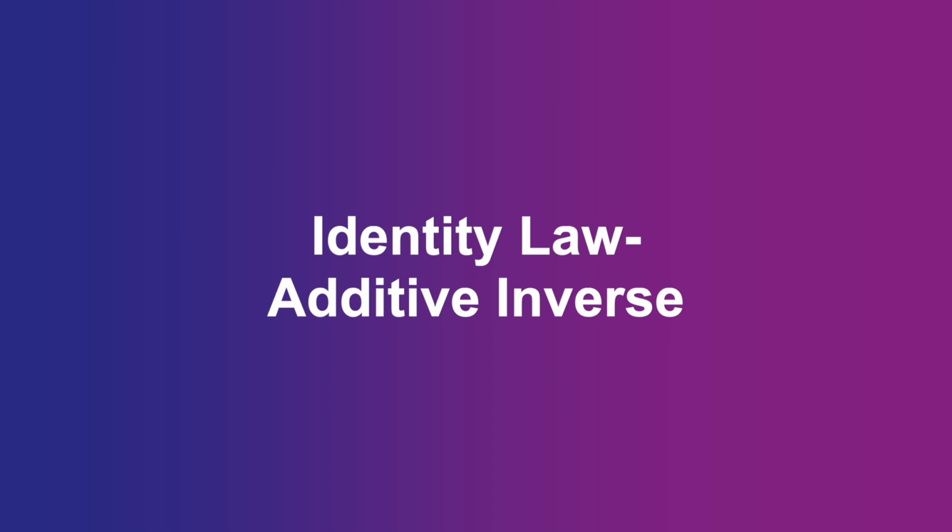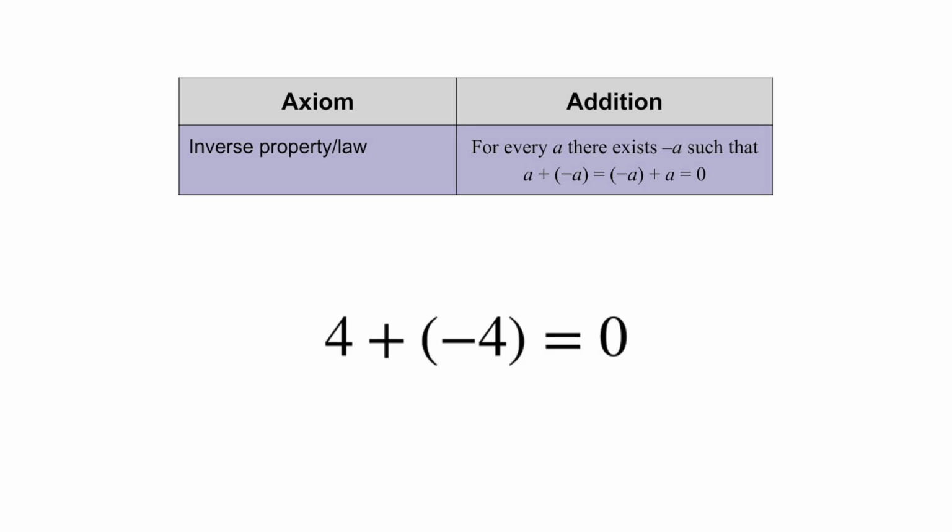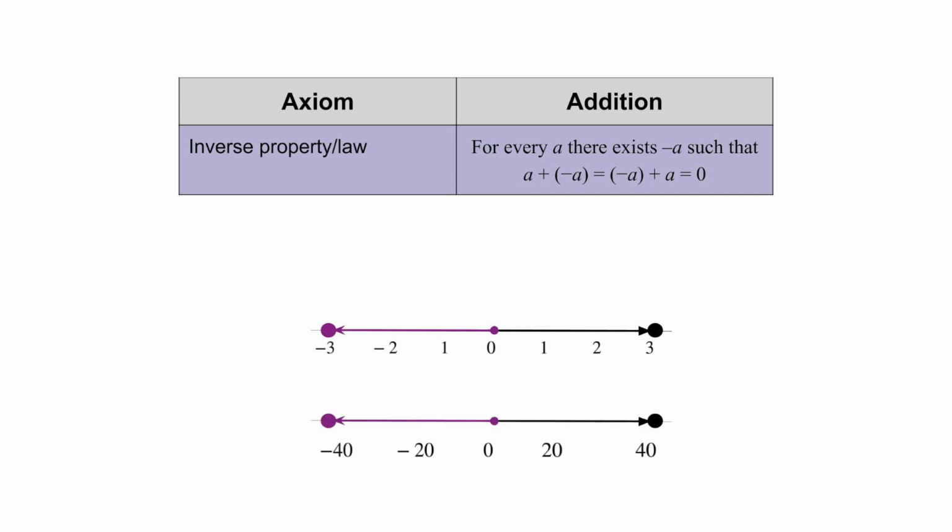Let's start with the additive inverse. The additive inverse of a number is the number with the same magnitude or size, but is in the opposite direction on the number line. The additive inverse of a positive number is the negative number with the same magnitude. The additive inverse of a negative number is the positive number with the same magnitude.